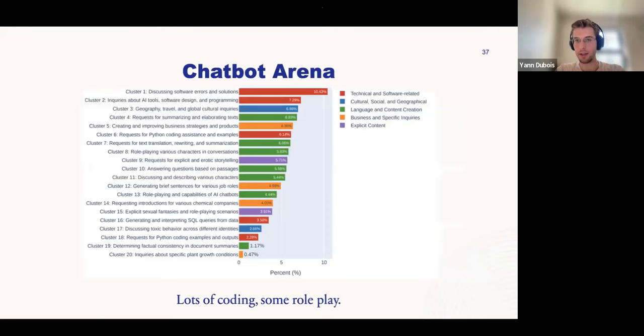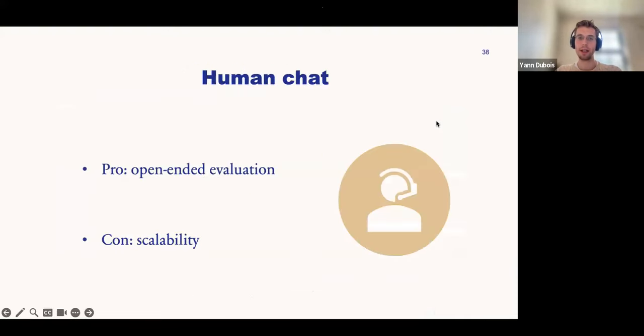Here's the distribution of the types of tasks, or instructions, that people ask for these models. There's a lot of coding, a lot of technical and software related questions, which makes sense given it's people who are interested in LLMs, and there's some role playing. Okay, so that's about Chatbot Arena.